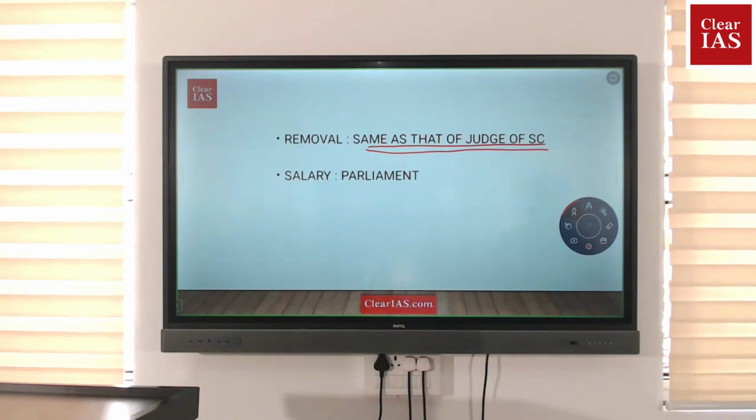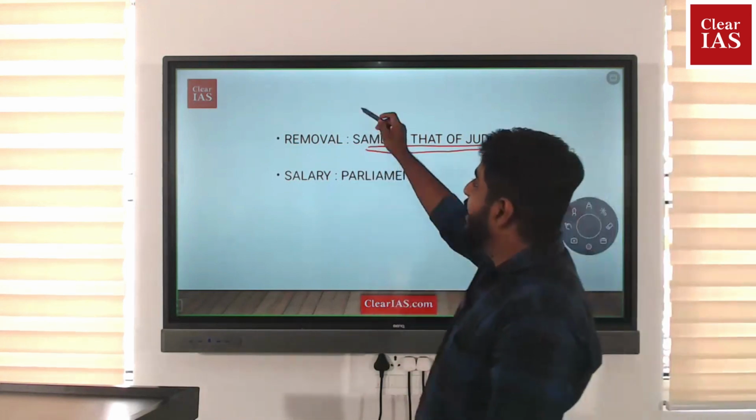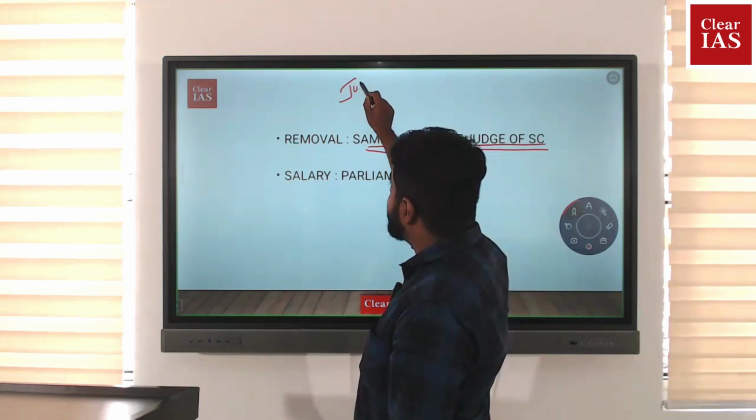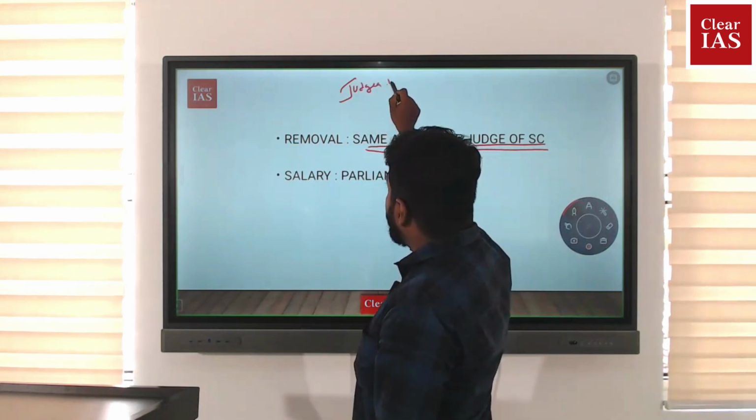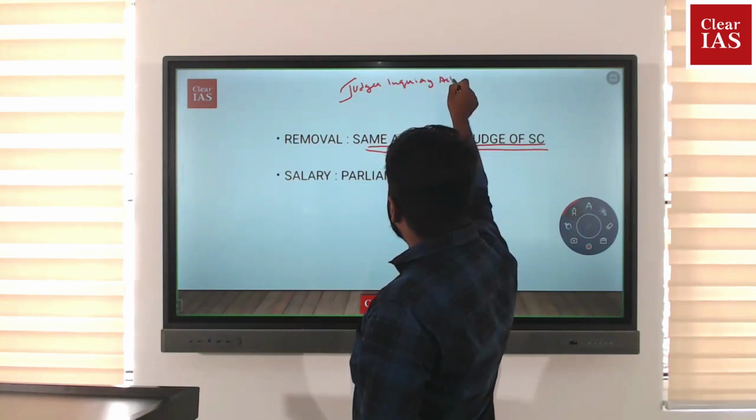It is not mentioned in the Constitution. Okay. It is not mentioned in the Constitution. It is mentioned in the Judges Inquiry Act of 1968.